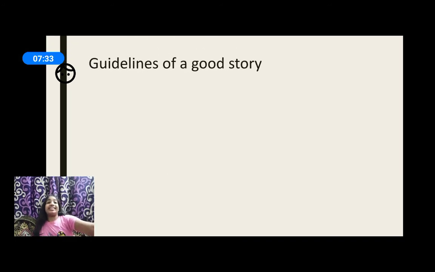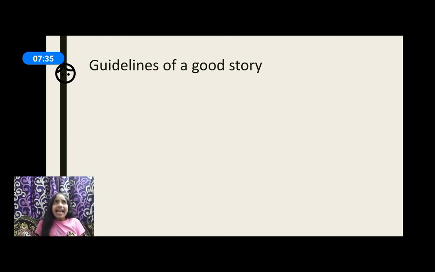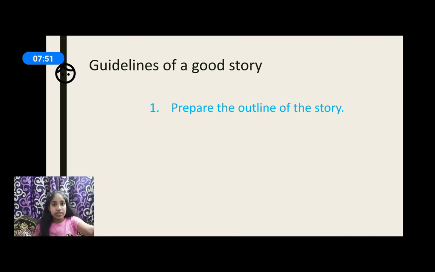Now let's talk about the guidelines of a good story. If you're writing a story, you should have a guideline; according to those rules, you will make the story, right? The first one is to prepare the outline. Once again, if you prepare the outline, you will get an idea of what type of story you should make. So first of all, we have to prepare the outline of the story.